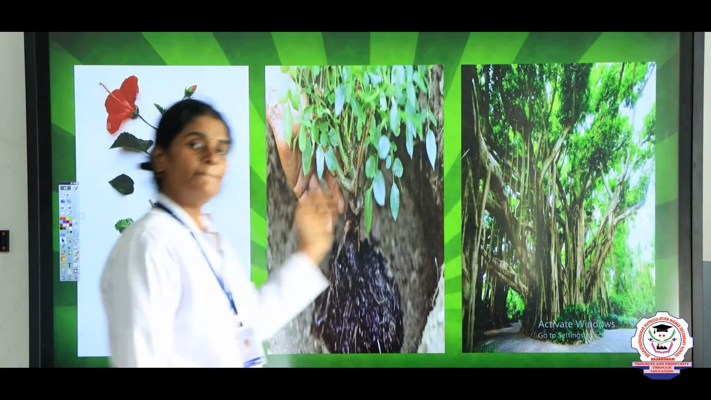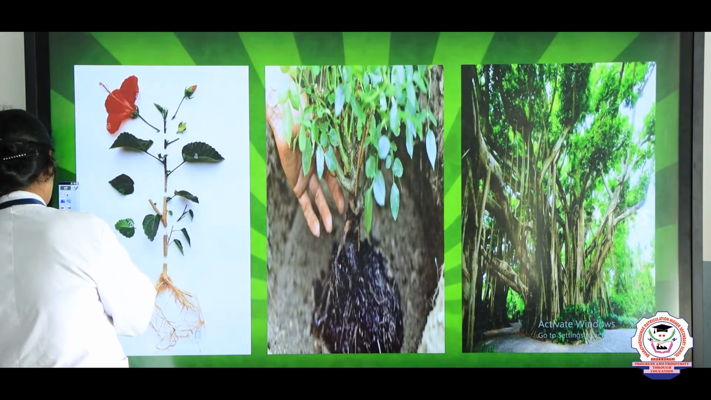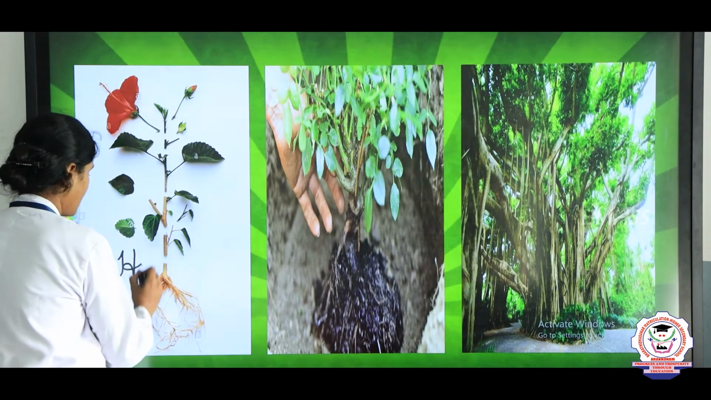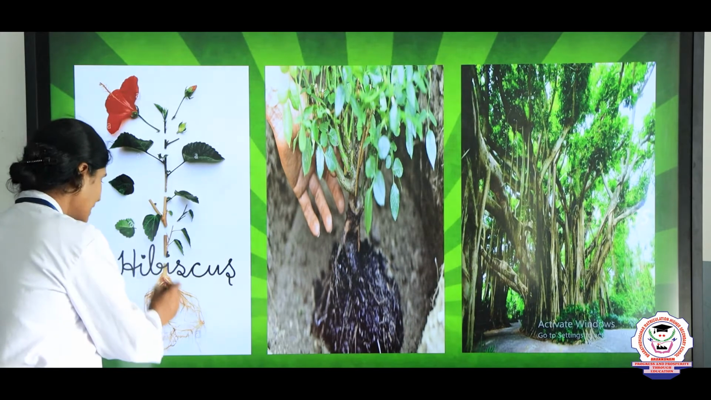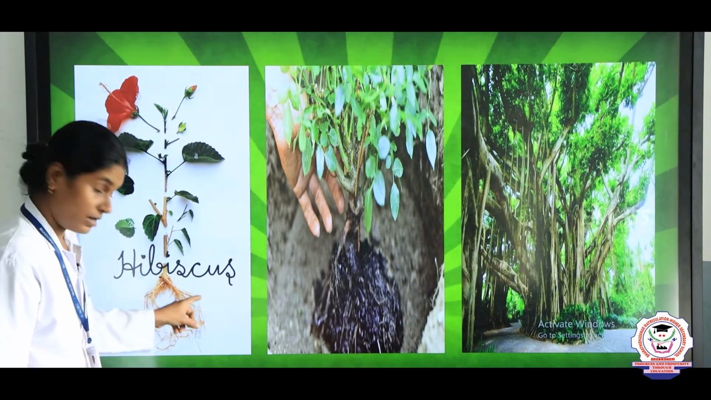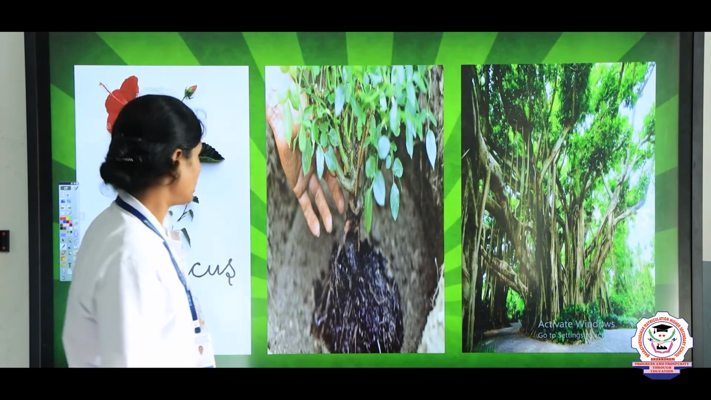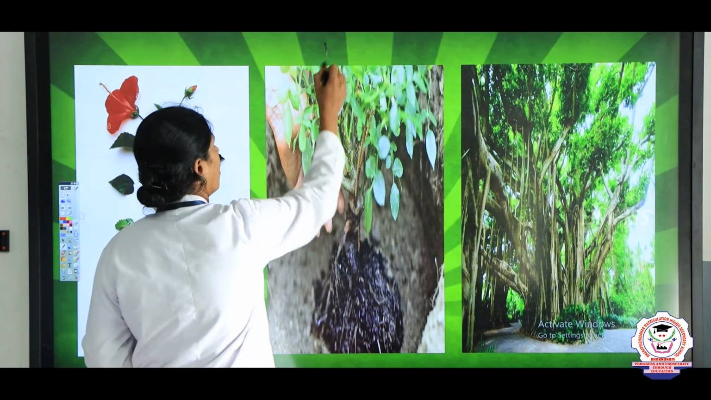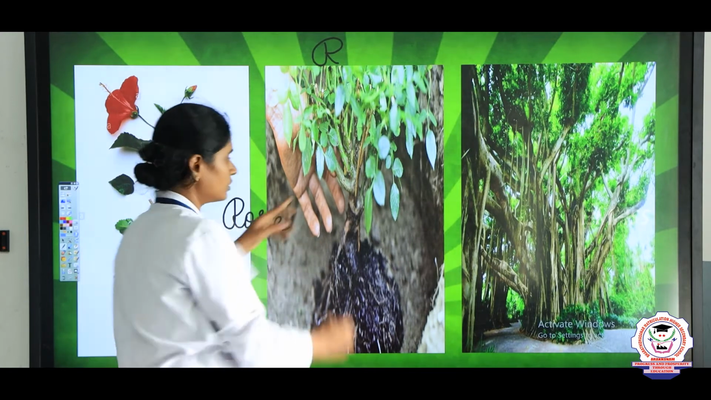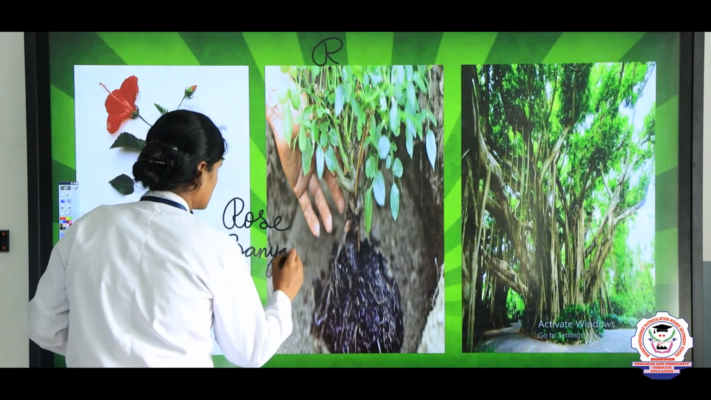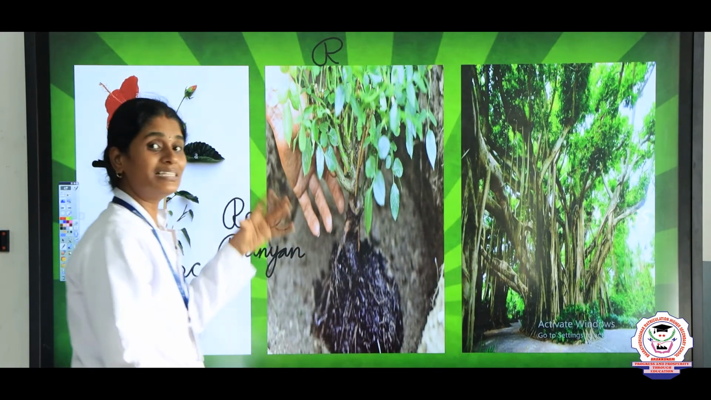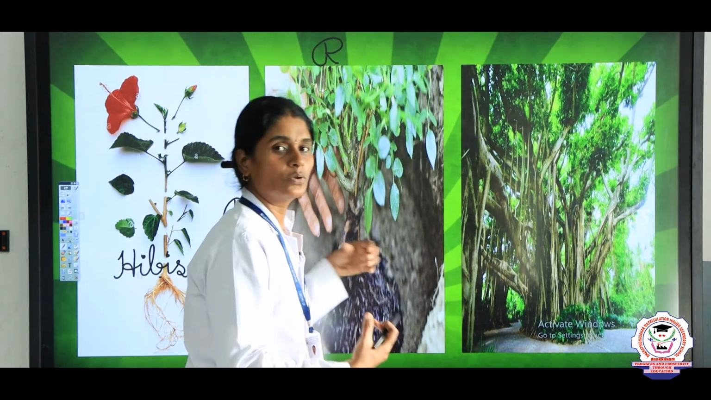Now let us see which plants have taproot. Here we can see hibiscus. Hibiscus is also known as Chembarati. Hibiscus is a plant that has taproot. You can see the main root, and from the main root many roots arise. Rose, R-O-S-E, is also a taproot, and then the banyan tree also has a taproot. When we look under the soil at their roots, they have taproot.